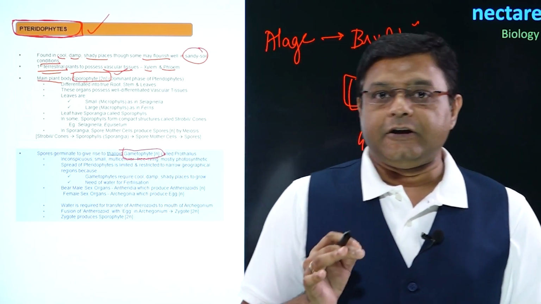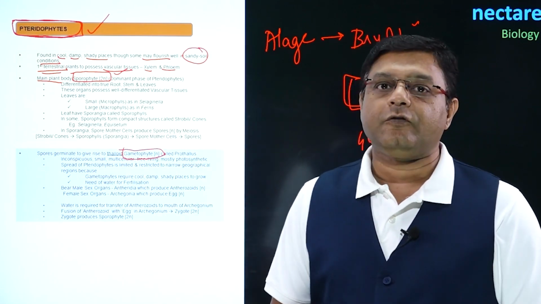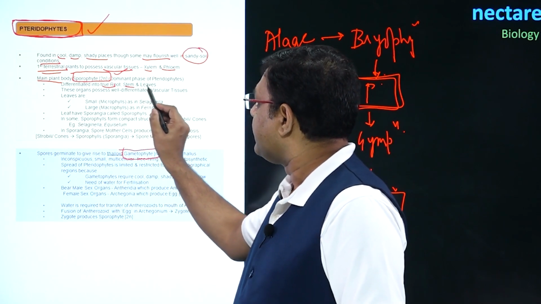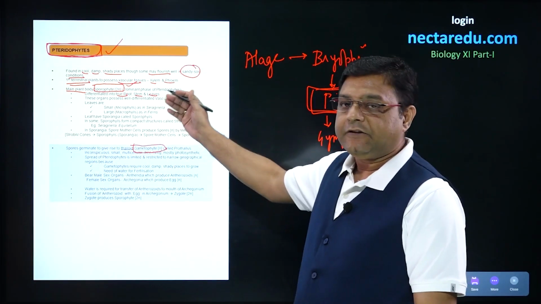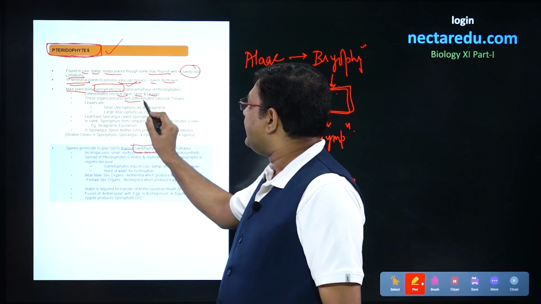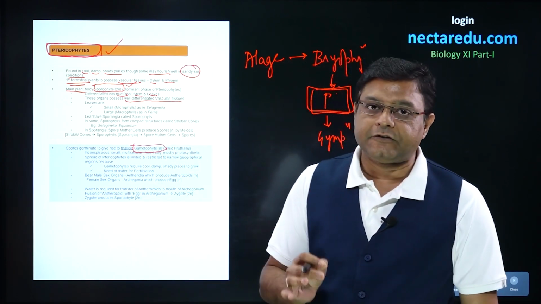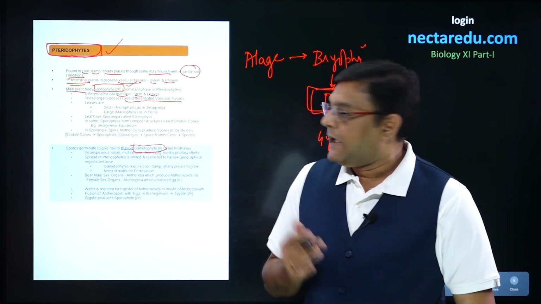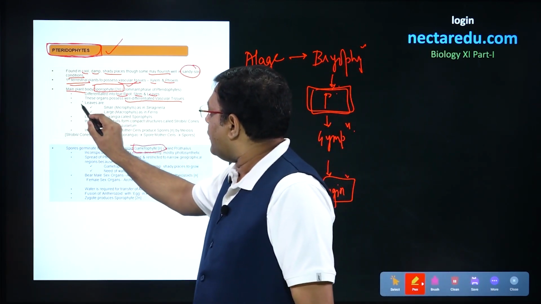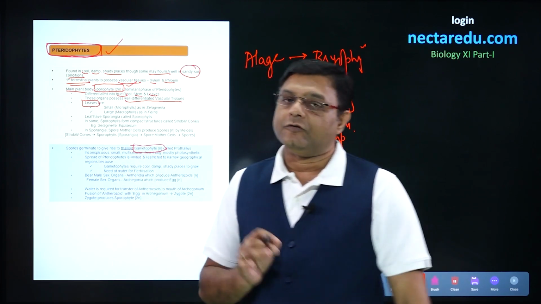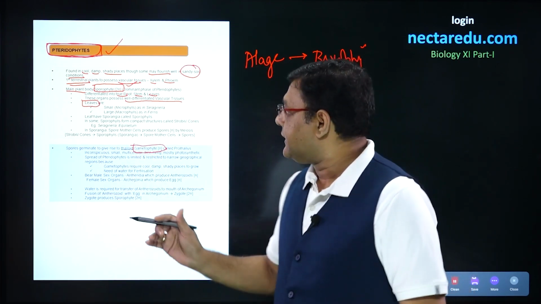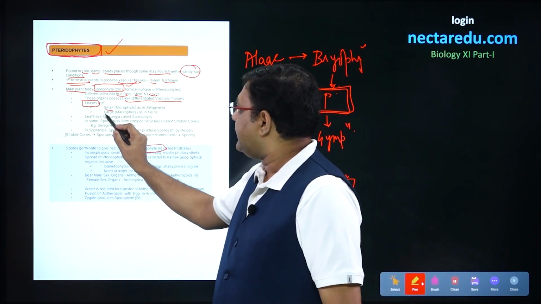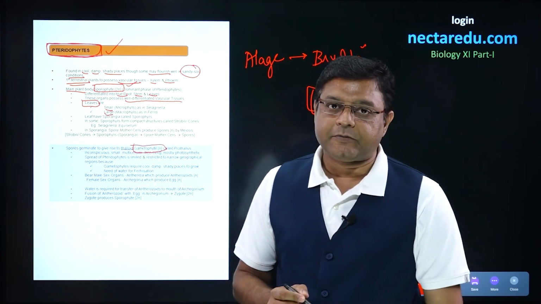If we talk about the sporophyte in the case of pteridophytes, it is differentiated into true roots, stem and leaves. These organs possess well differentiated vascular tissues, that is, xylem and phloem are well present in the sporophyte. Now, if we talk about the condition of leaves, there can be cases in which small leaves are present. There can be pteridophytes in which large leaves are present.